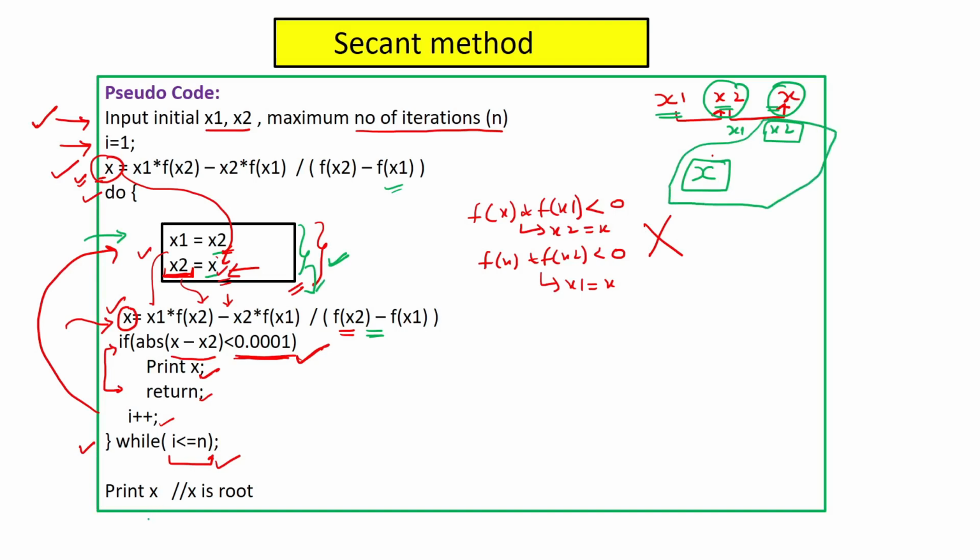And finally, when we come out of this do while loop, we will be saying print x as the root. So either I can find the root or print the root using this line or this line. And here you can print either x or you can just print x2 also. Both will be correct. So I think you have understood the pseudocode for the secant method. Now let's see the C program for this secant method.